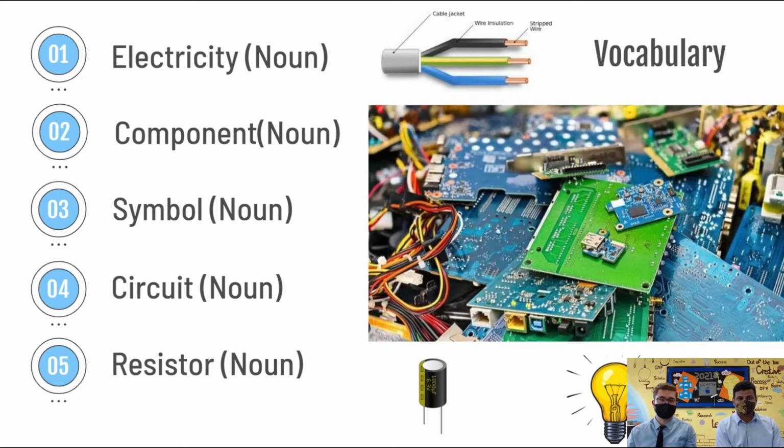Number four is circuit. Anything that completes a full circle is known as a circuit. When you have a racing track and the car completes one full lap, that is a circuit. Over here, it means an electrical circuit. So when you have a closed diagram from the battery to the bulb and back to the battery, that entire arrangement is called a circuit.